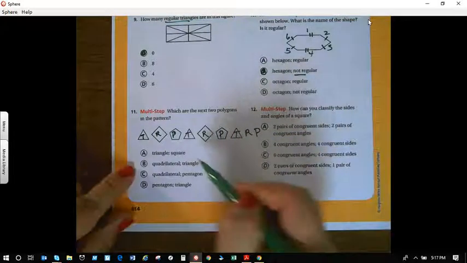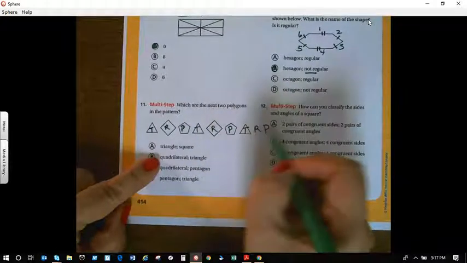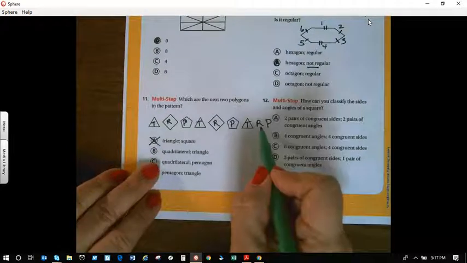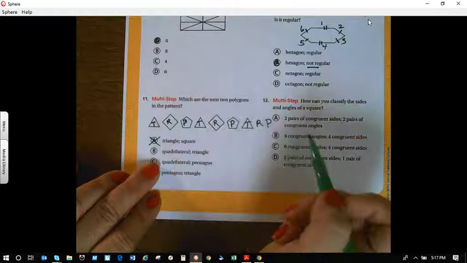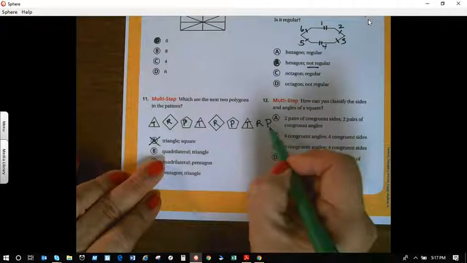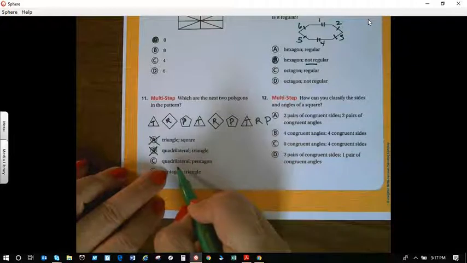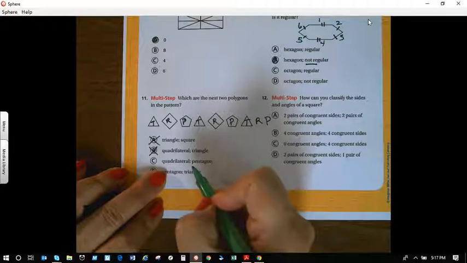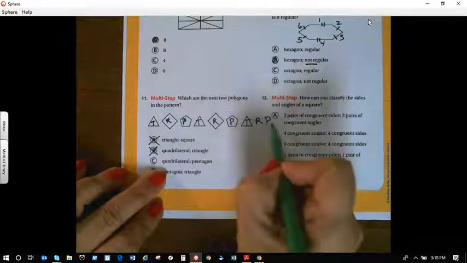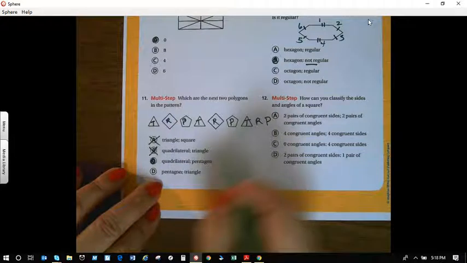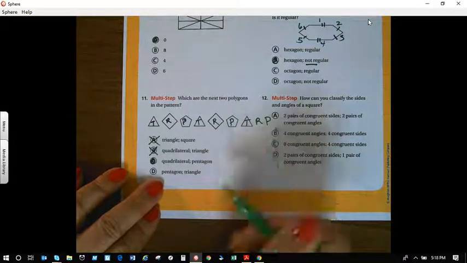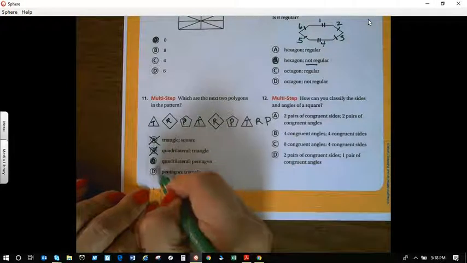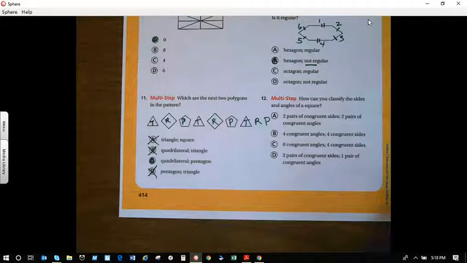Well, if I look at my answer choices, choice 1 can't be a triangle or a square, so I'm not going to even pay any attention to that. My rhombus is also a quadrilateral because it has 4 sides. But is the next one a triangle? Nope, not at all. So here's a quadrilateral, which is also the same as a rhombus, and then a pentagon. So this is my correct answer. The next one would not be a pentagon followed by a triangle, because I need a rhombus, which is also the same as a quadrilateral, and then the pentagon. So we can see that C is the correct answer.